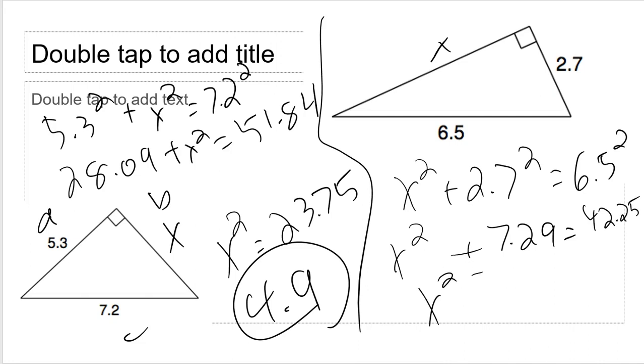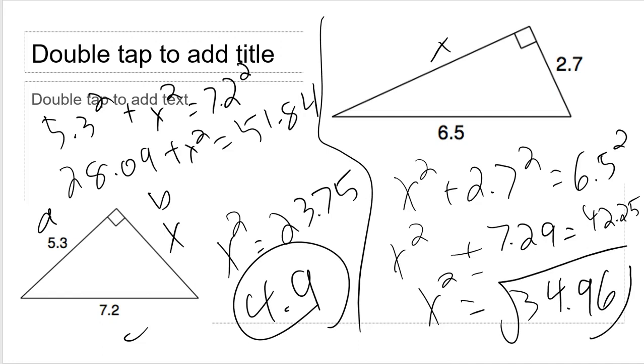Then x squared, now we're going to subtract 7.29 from both sides. You don't have enough room to write it. 34.96. Then we take the square root of both sides, and we get 5.9.